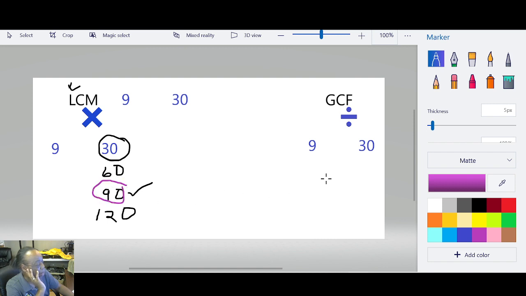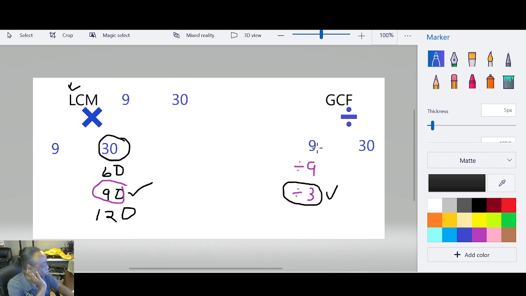Now, when it comes to greatest common factor, I have to divide. So I'll start off with the smaller number, which is the 9. The biggest number I can divide 9 by is 9, but I can't divide 30 by 9. The next number I can divide 9 by, as I keep going down, is 3. And I can divide 30 also by 3. So I found it. It is the number 3. It's the greatest number that can divide both.